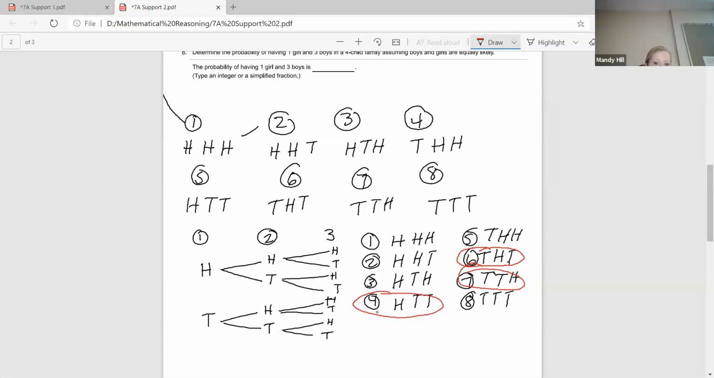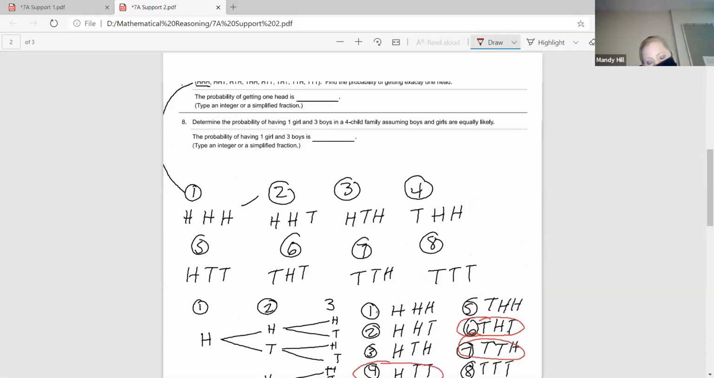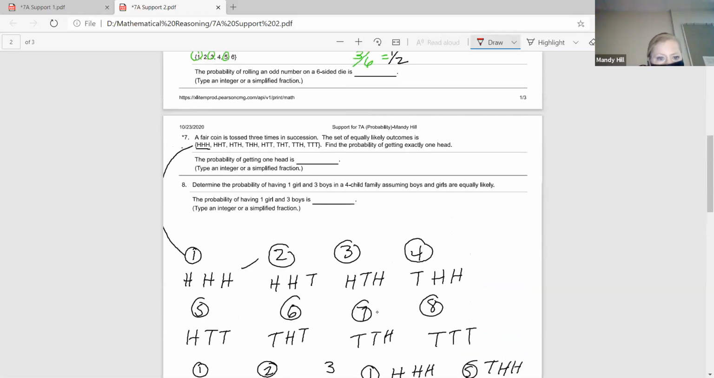So out of the 8, there are 3 that have one head. So 3 out of 8. And you can't reduce that. You would try to reduce it if you could, but you can't. There's nothing that goes into 3 that also goes into 8.